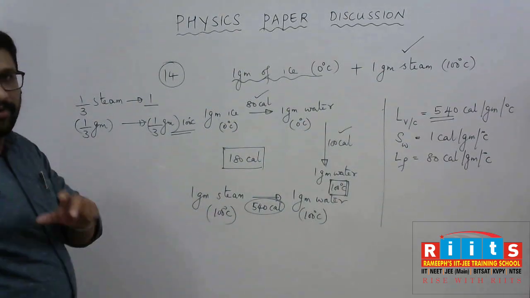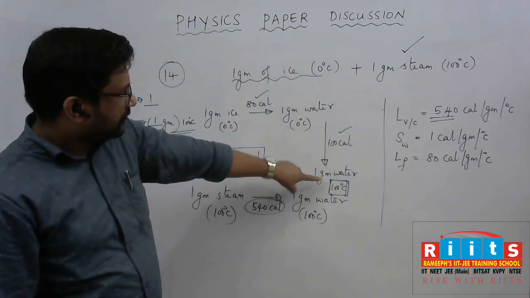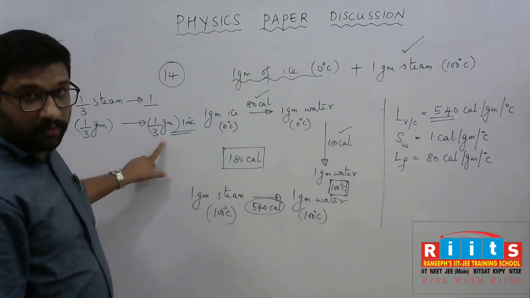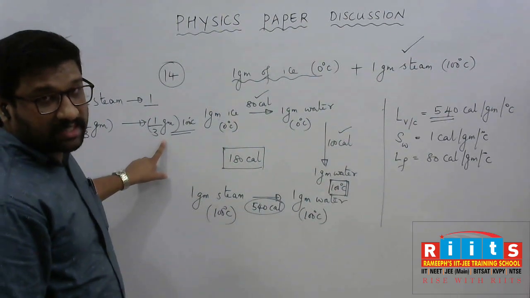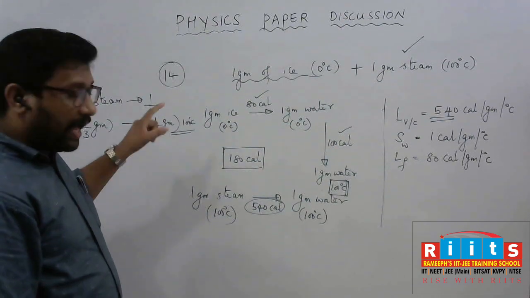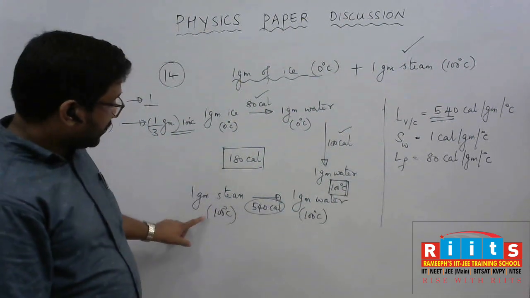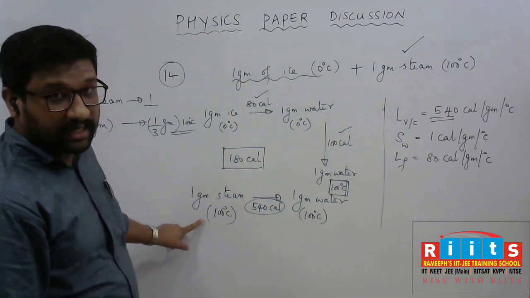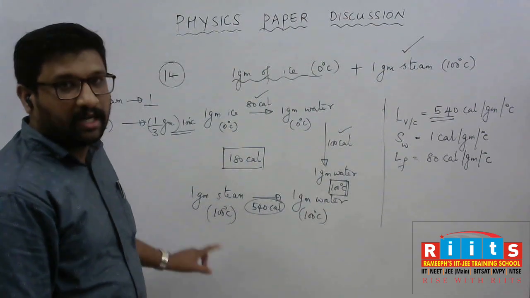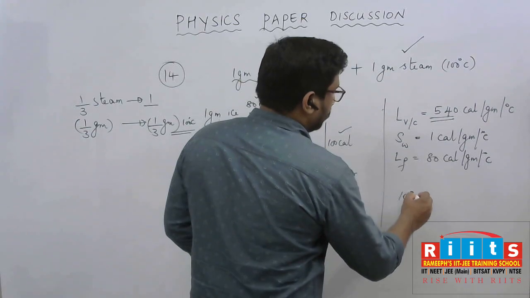Is it clear? So finally, what is the mixture? The mixture is the already existing water at 100 degrees Celsius plus the converted water of 1/3 gram. So totally 1 plus 1/3, yes or no? 4/3 gram of water, and that water is also at 100 degrees Celsius. The remaining steam, that is 2/3 gram of steam, is also at 100 degrees Celsius. So the final temperature of the whole mixture is 100 degrees Celsius.